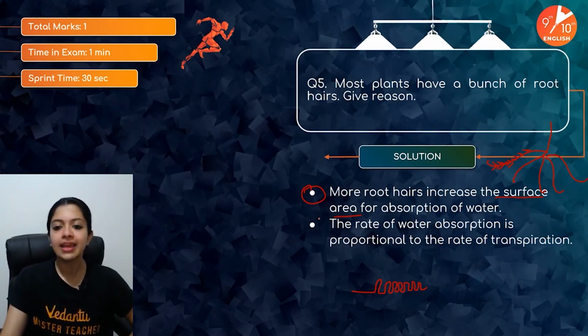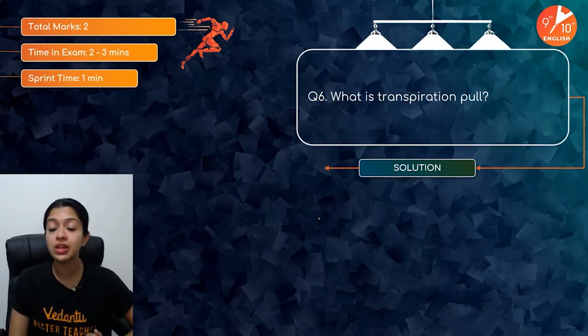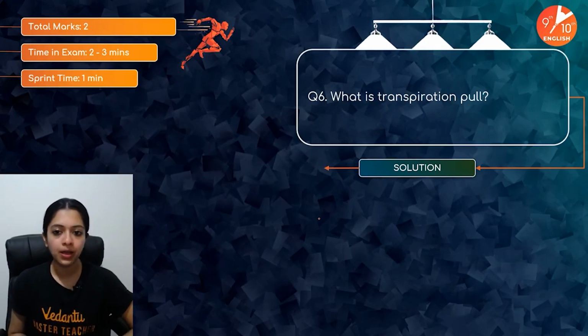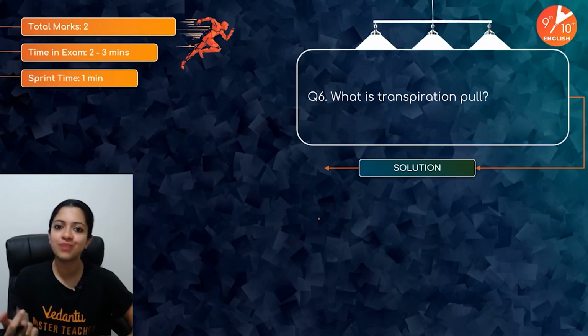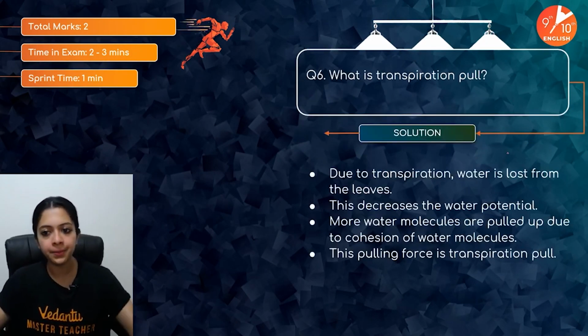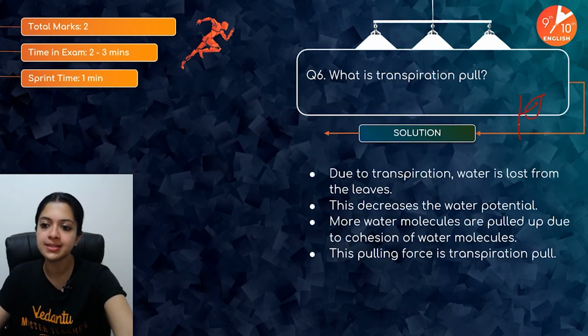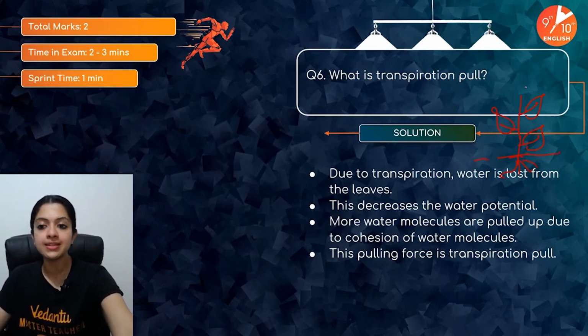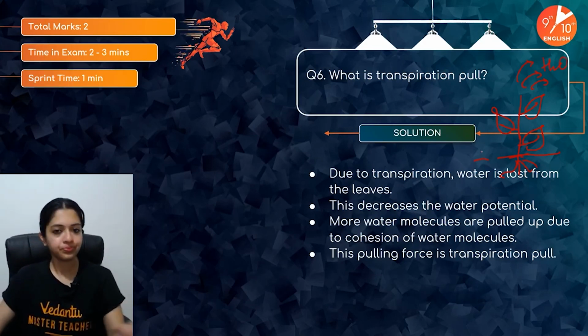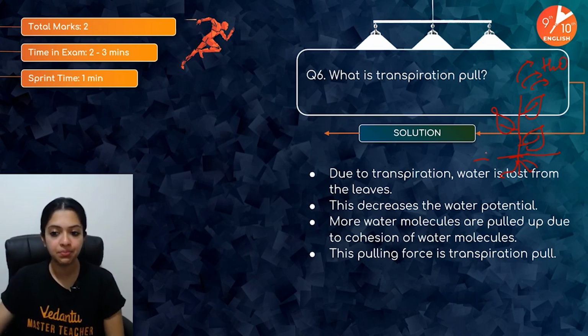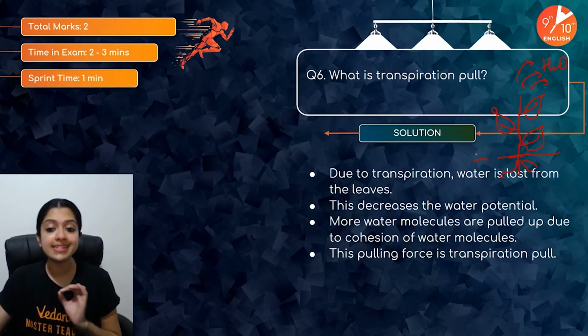Now, what is transpirational pull? Again, something that could either come as a standalone 1 mark question or something that could come for more marks as a part of a 5 marks question. Now remember, in transpirational pull, if this is the plant body, these are its roots, this is the soil. During transpiration, water gets lost in the vapor form from the leaves, from the aerial parts of the plant body. And this decreases the water potential.